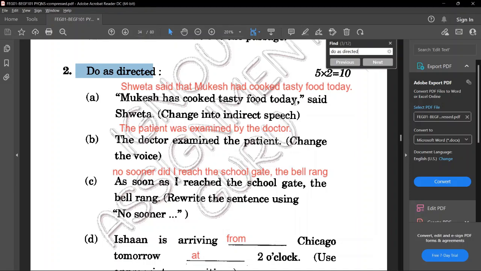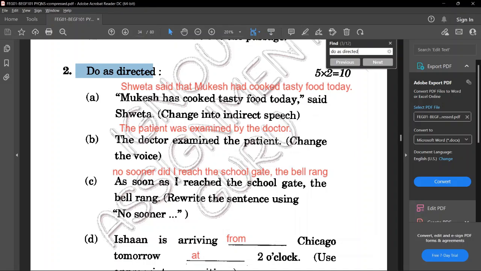So what is indirect speech? Indirect speech is basically conversion of this quote sentence into a sentence without quotes. So in this case we have Mukesh has cooked very tasty food today, said Shweta. Change into indirect speech. We are removing the quotes. So it will go, Shweta said that Mukesh had cooked tasty food today. Every time we are changing a direct speech into an indirect speech, the present will become the past.